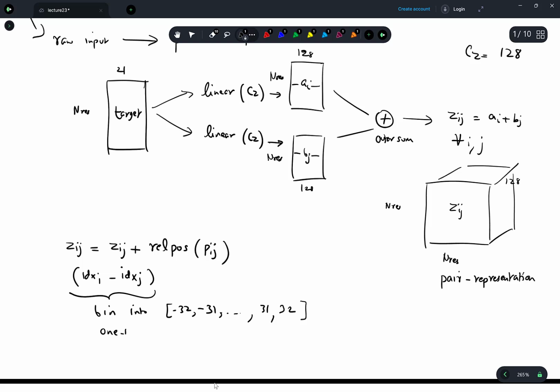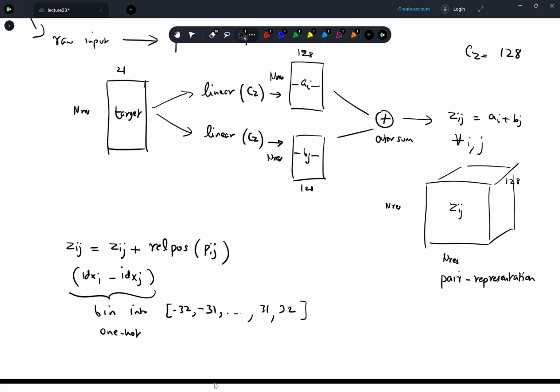So the idea is that you figure out how far apart they are, like I said, right? This is basically measuring distance up to 32 to the left and 32 to the right. So does i come before j or after j? And how many positions before, how many positions after? Whatever that distance is, you discretize it and create a one hot. So you say, am I after you or before you, and which index am I in? That's the one hot part. Then you do a linear projection on that. So basically that's what RelPos is.